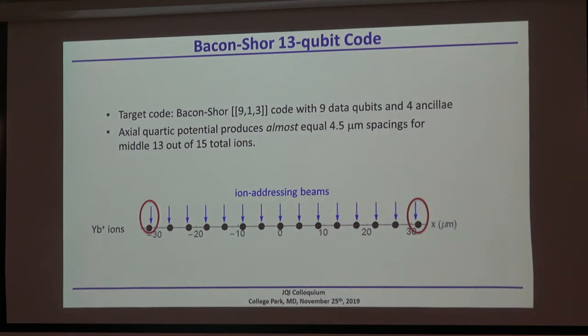As I said before, we would like to use the system to implement an error correction code. The target system that we're looking at is a chain of 15 ions, 9 of which are physical qubits, 4 of which are ancillas onto which the error checking state is mapped before being read out. And 2 ions essentially serve as end capping electrodes, preserving near equispacing of the middle ions and allowing their accurate addressability with our equally spaced laser beams.